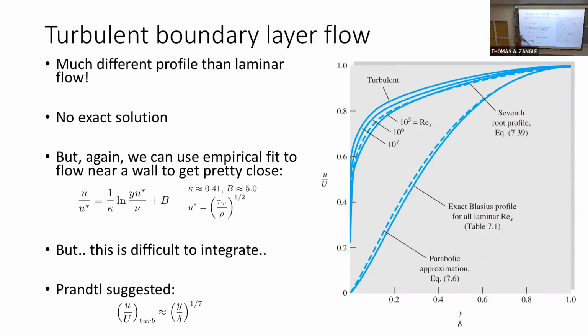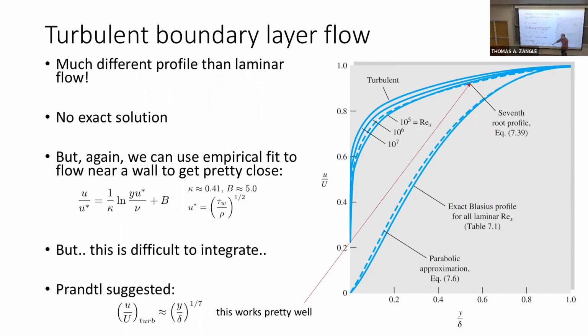So Prandtl suggested this, that u over U, the velocity down the stream normalized by the free stream velocity, capital U, in a turbulent boundary layer, is about y over delta, where delta is the thickness of the boundary layer, to the 1/7 power. And if we compare idealized curves from experiments in these solid lines at different Reynolds numbers, 10 to the 5th, 10 to the 6th, 10 to the 7th, and the dashed line here is the 7th root profile from Prandtl, you can see that it works pretty well.